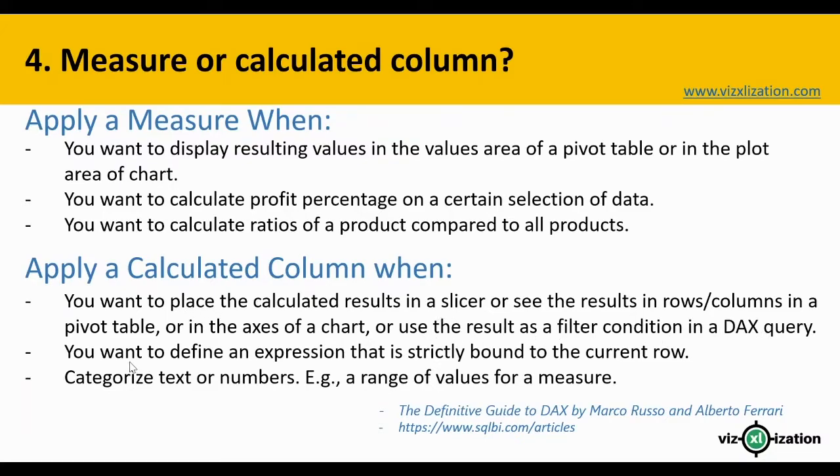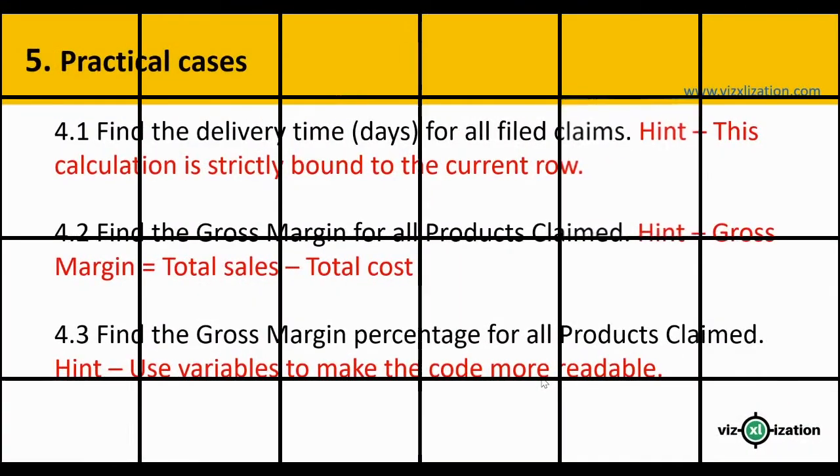What else? If you want to define an expression that is strictly bound to the current row. Remember, calculated columns do the analysis row by row. So this is really important. And finally, you can also use a calculated column if you want to categorize text or numbers. Example here, a range of values for a measure.